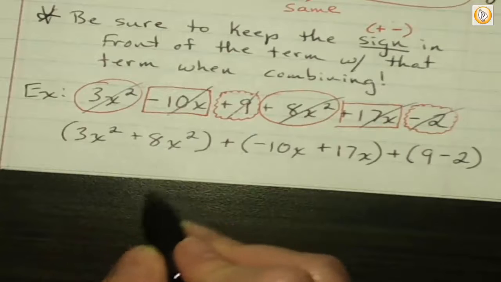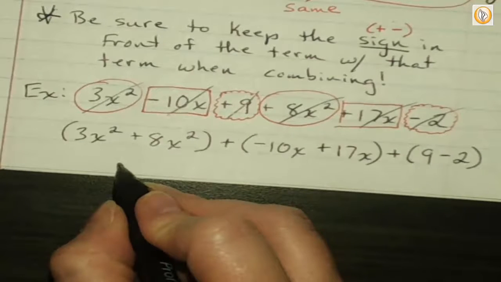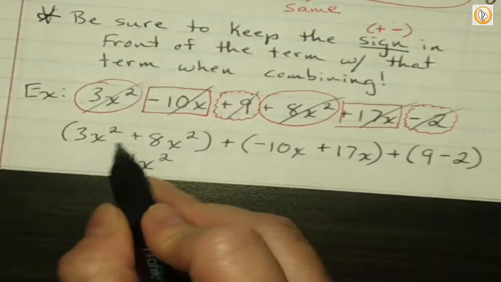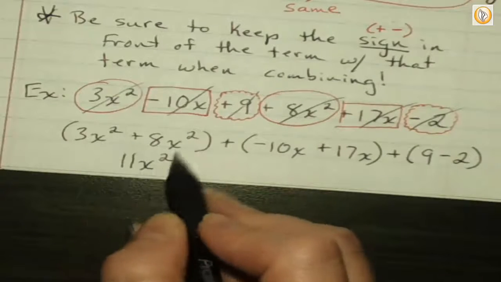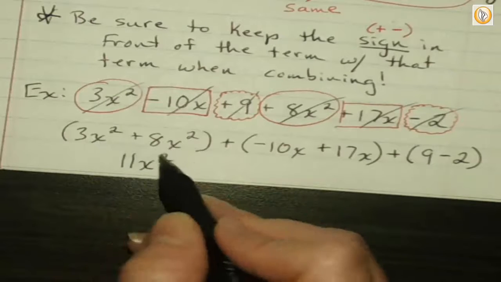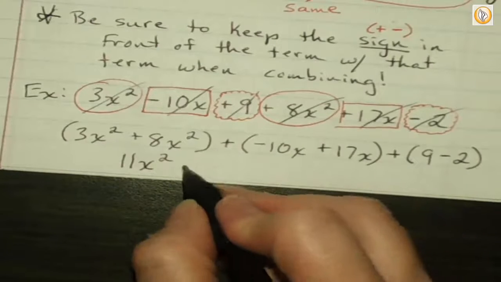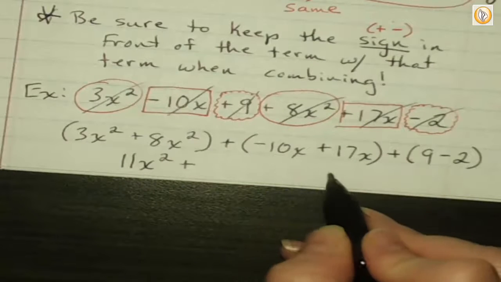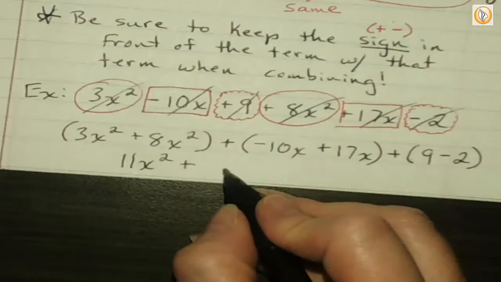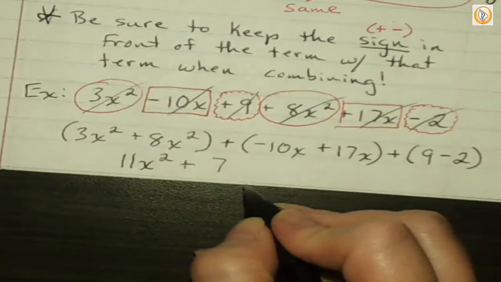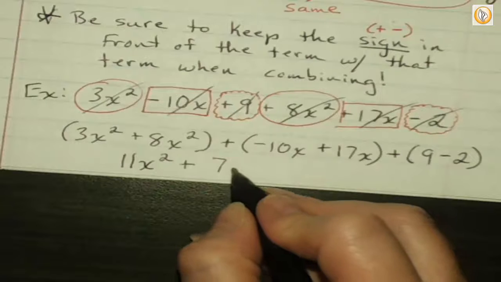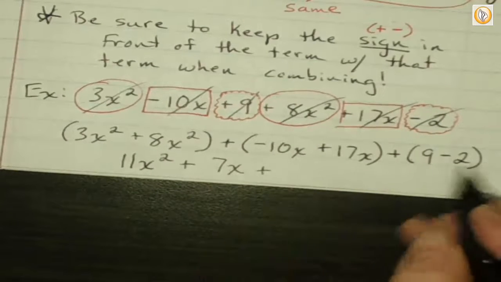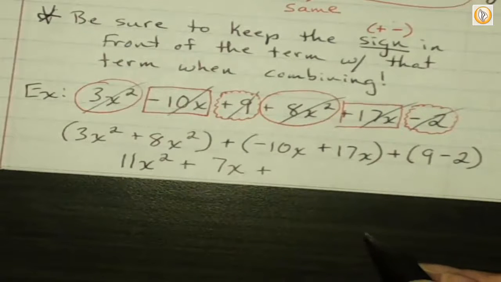Michael, what's 3x squared plus 8x squared? 11x squared. Yes, 11x squared. We don't change the variable in the exponent. We just add the numbers. Plus, let's see, Cecilia, what's negative 10x plus 17x? 7. 7 what? Just 7x, right? Okay. And then 9 minus 2 is what, Michaela?